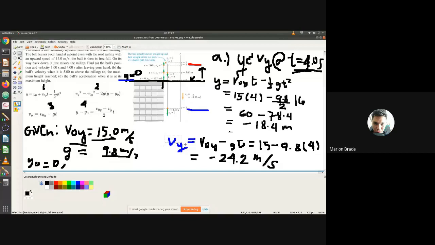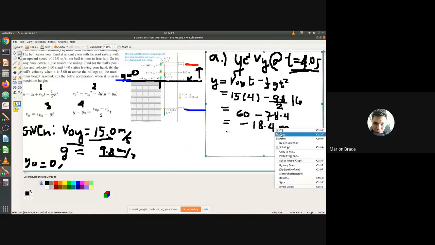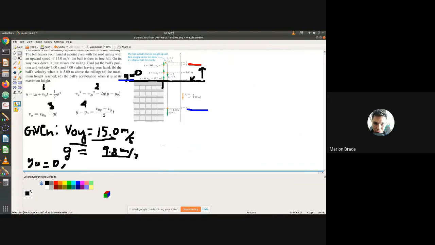Print screens. Okay, 5 meters above the railing. What is the velocity of the ball?